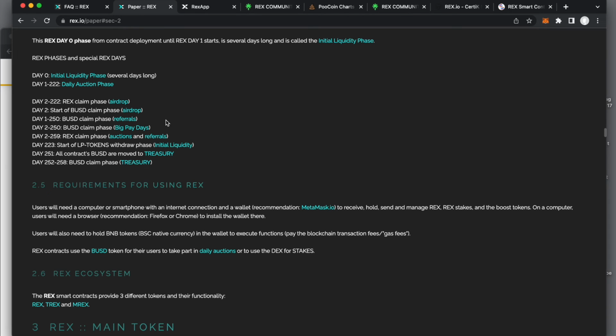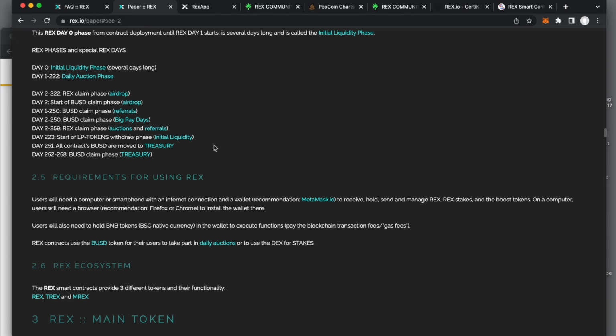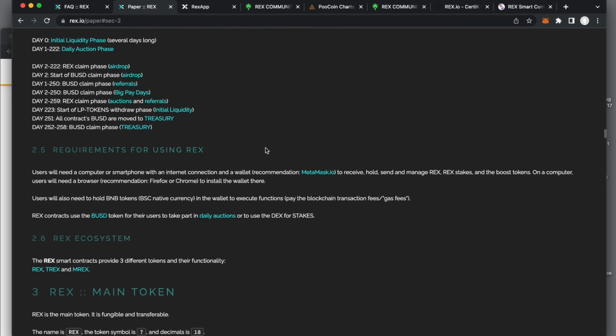So there won't be a big payday on the first day, obviously, because there will not have been an auction yet. So the first day after the first auction is day 2, and starting that day is when you can claim your big payday BUSD that you win. Days 2 to 259, so when you can claim your Rex from auction and from referrals. After that time, that Rex, it won't be claimable.